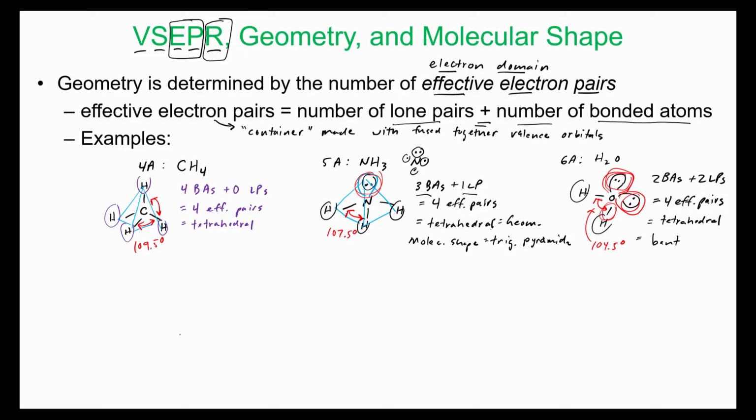So stay tuned for part 2. I'm going to end this now, and then I'm going to go over our shape chart for all the different types of shapes that you get based on the number of lone pairs and the number of bonded atoms.